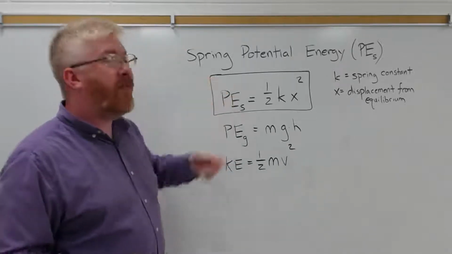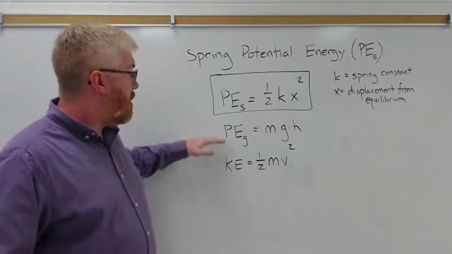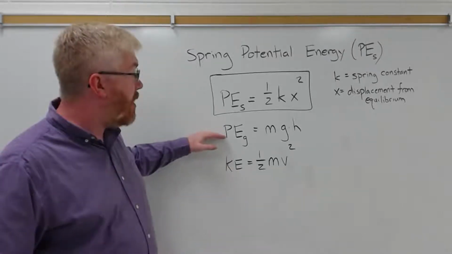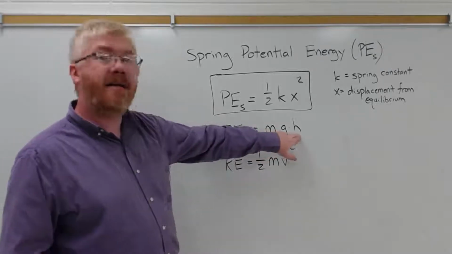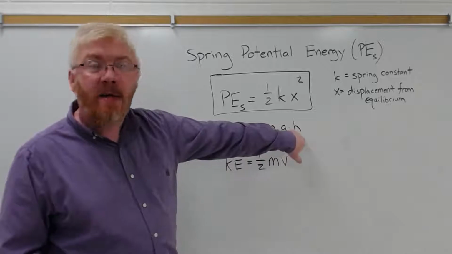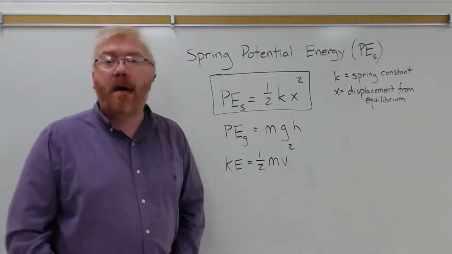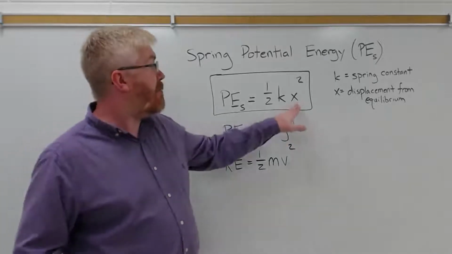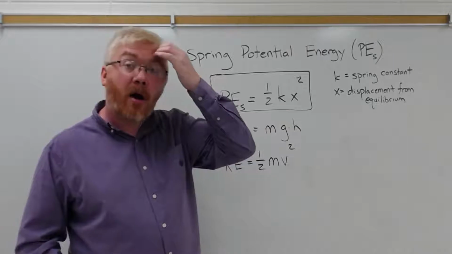So here's the equation for spring potential energy. Compare that to gravitational potential energy, which is the mass of the object times the acceleration due to Earth's gravity times the height that object is at. And again, unlike displacement here, which is measured from the equilibrium position, this height is measured from some arbitrary position.